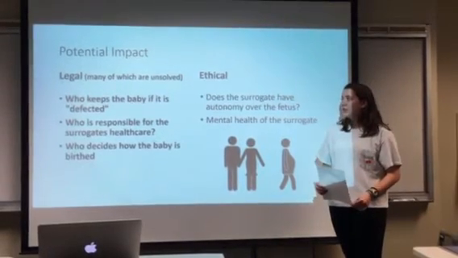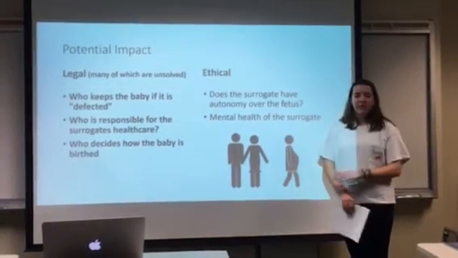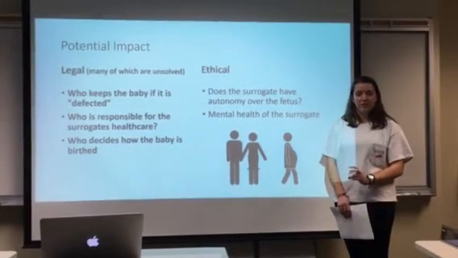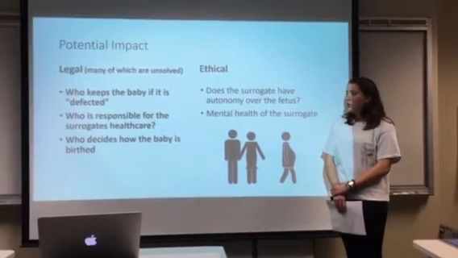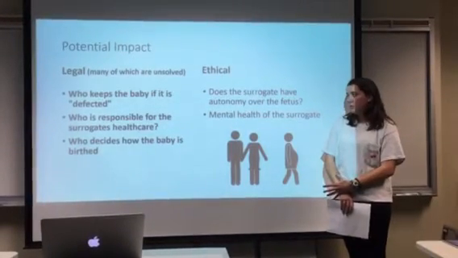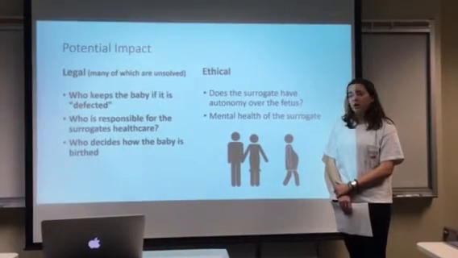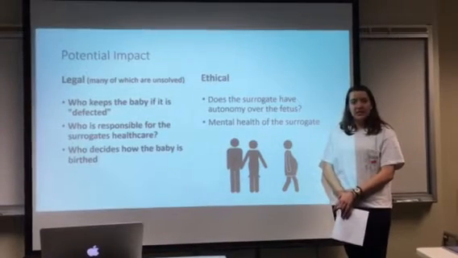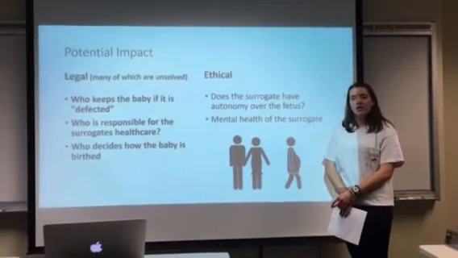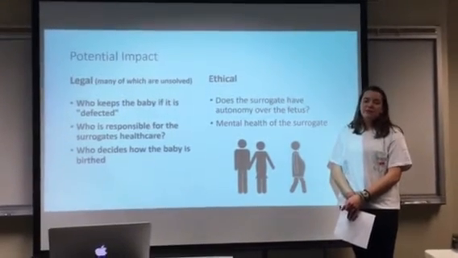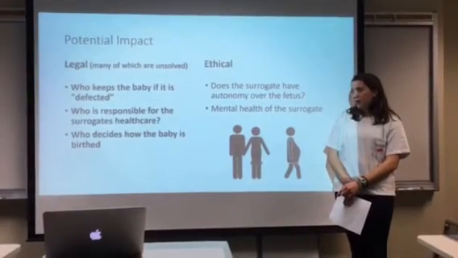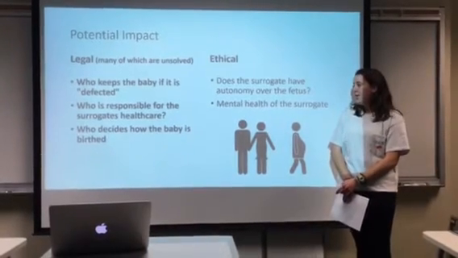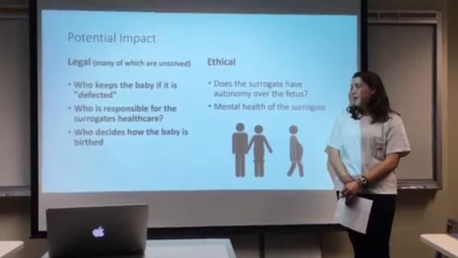And then legal, a lot of these are unsolved. Who gets to keep the baby if it is defected? So a lot of times genetic parents want the perfect child, and they don't always get that. So who's responsible for the baby if the biological parents don't want it? And then, as Ashley stated in the case, the surrogate's healthcare is paid for by the biological parents because they're paying for the surrogate to house their child for 9 months. And then who decides how the baby is birthed?